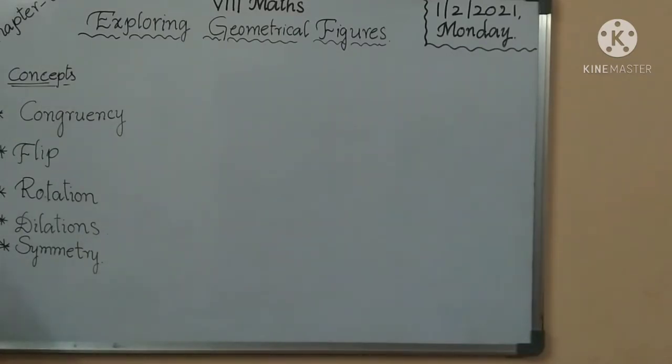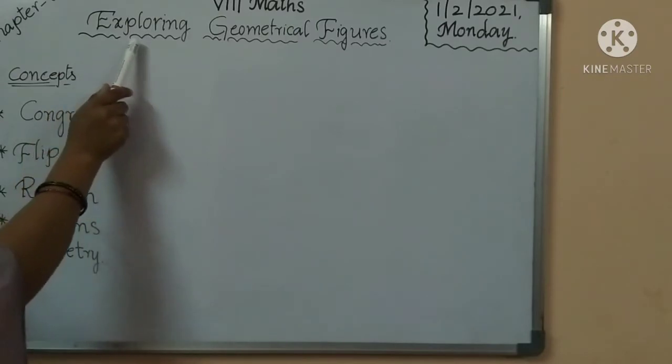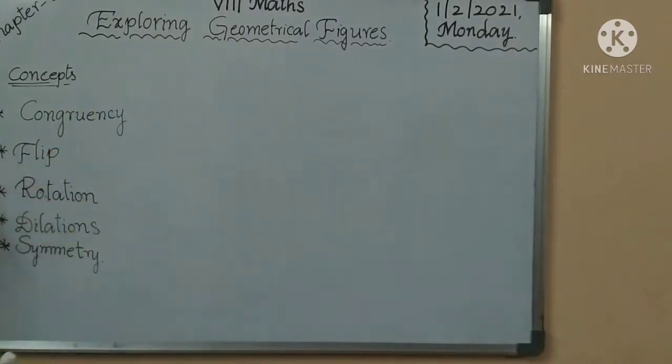Dear students, today we are discussing the 8th chapter. In the previous class, up to the 7th chapter was completed: frequency distribution tables and graphs. Today we are discussing a new chapter, Chapter 8, Exploring Geometrical Figures. What is the name of the chapter? Exploring Geometrical Figures. First, let us learn the meaning of the chapter name.